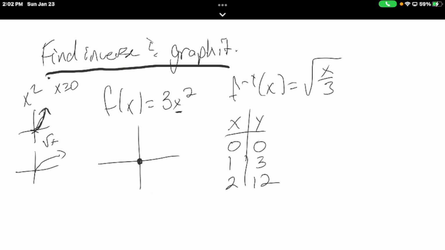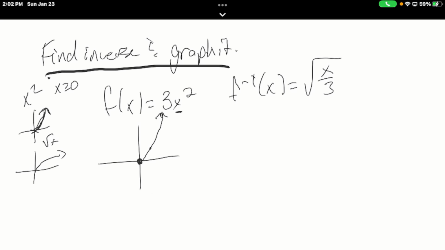Let's graph that first. 0, 0 is already good. 1, 3 is about right there. 2, 12 is somewhere up there. I've got my half of a parabola. That's the right-hand side. Now I'm going to graph the table for my inverse.